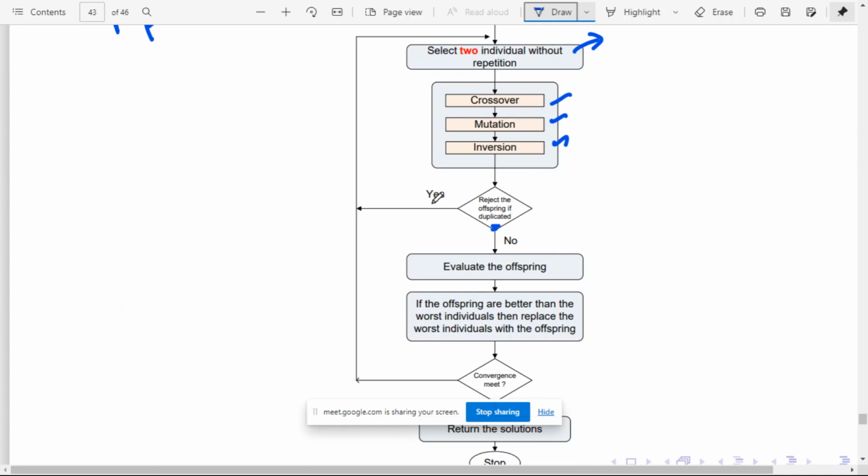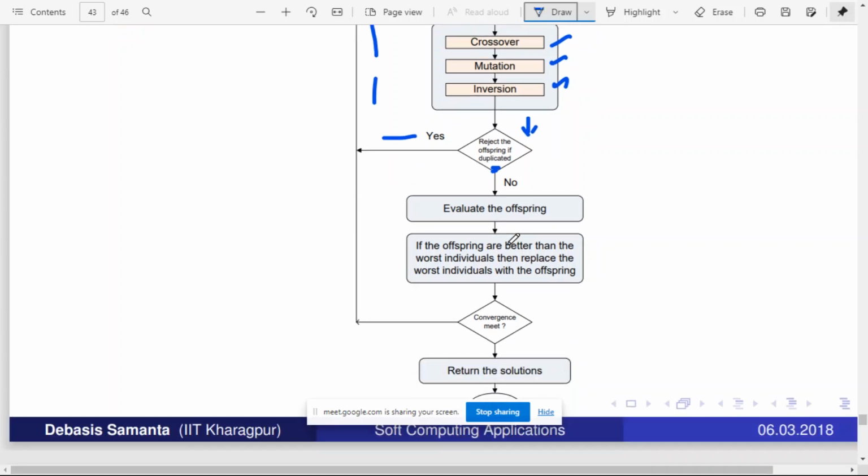If it is already available, then reject it, go back, select another two individuals and perform crossover, mutation and inversion. This process repeats until you identify a unique offspring. So here we ensure that a unique offspring is created. Once the unique offspring is created, evaluate the offspring, that is, identify its fitness score.